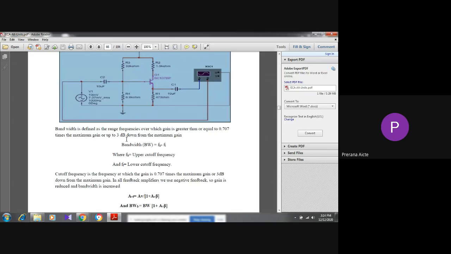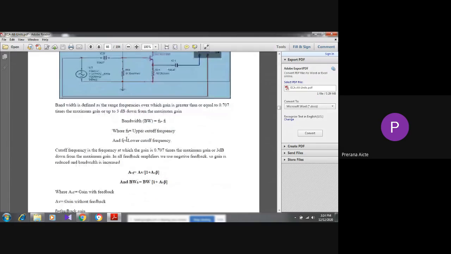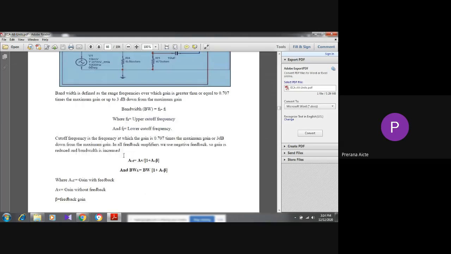And these are some equations: bandwidth formula and gain expression. We are using negative feedback here, and all the concepts are under negative feedback. For negative feedback, the standard expression is AVF equals AV by 1 plus AV beta. Similarly, the bandwidth formula is bandwidth into 1 plus AV beta. See, here the gain decreases by the factor of 1 plus AV beta. At the same time, bandwidth increases by the factor of 1 plus AV beta.